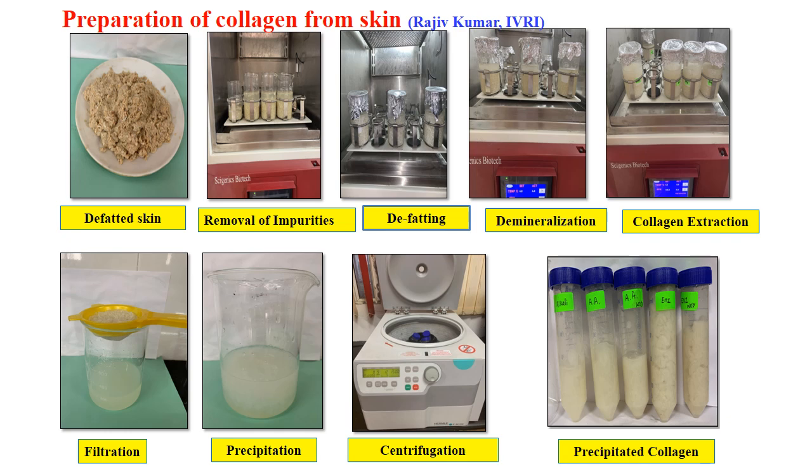First the other impurities should be removed, and then one more defatting should be done to remove the residual fat. Then there is a step of demineralization by acid treatment, and finally a special collagen extraction by chemical solvents. Later we can have filtration, precipitation and then centrifugation for further purification, and then we get the precipitated, almost purified collagen. This collagen has different uses in edible and other industrial purposes.